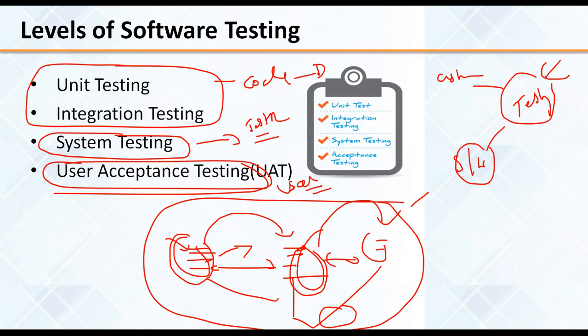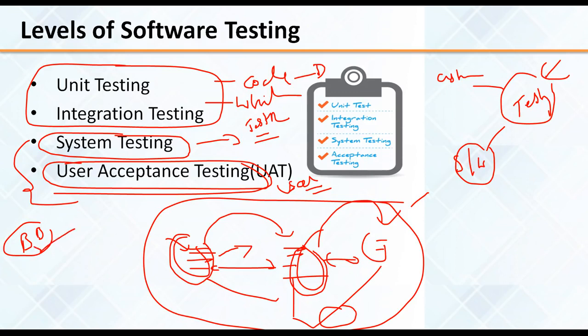Unit testing and integration testing are done on the code, so they are called white box testing techniques. These two come under white box testing techniques. And system testing and user acceptance testing come under black box testing techniques, because we don't know internally what they have written. We don't know the programming skills or the programs here. We only check whether this software is working according to the customer requirement or not. That's the reason we are testing here. So that is the black box testing technique.